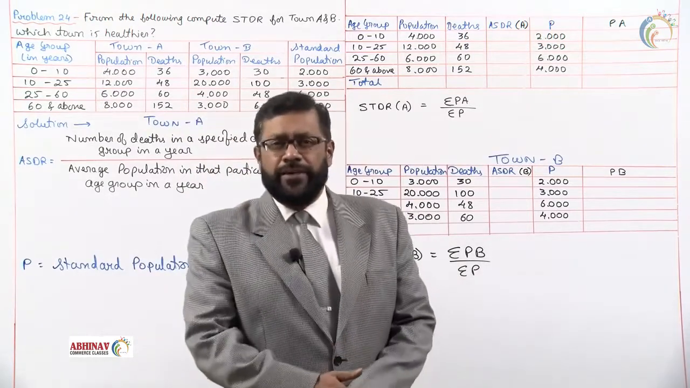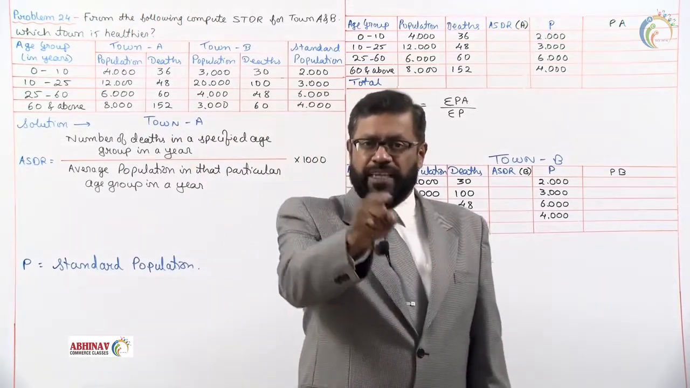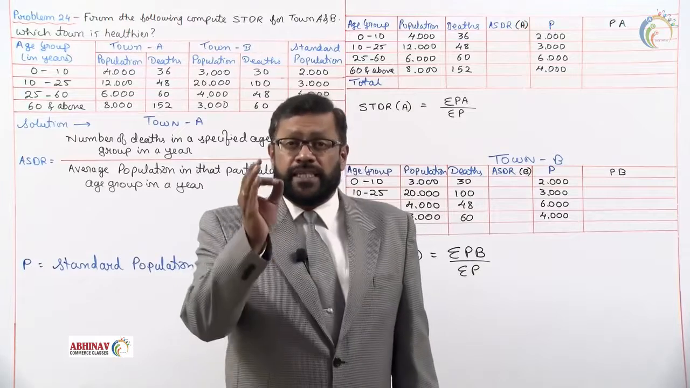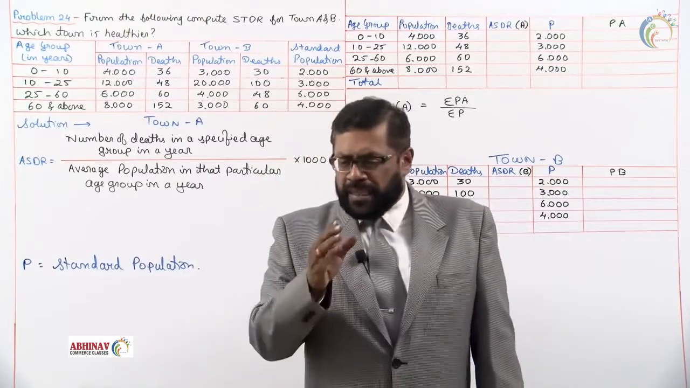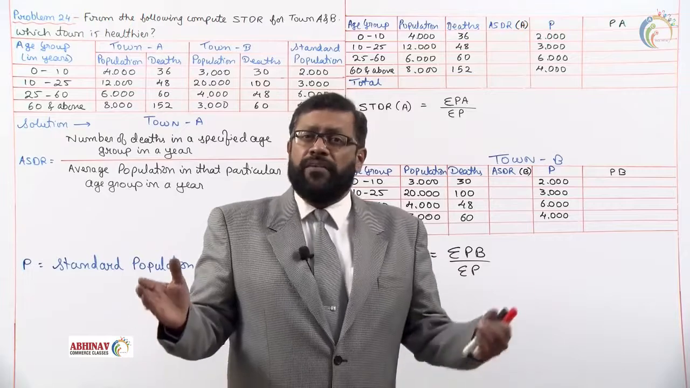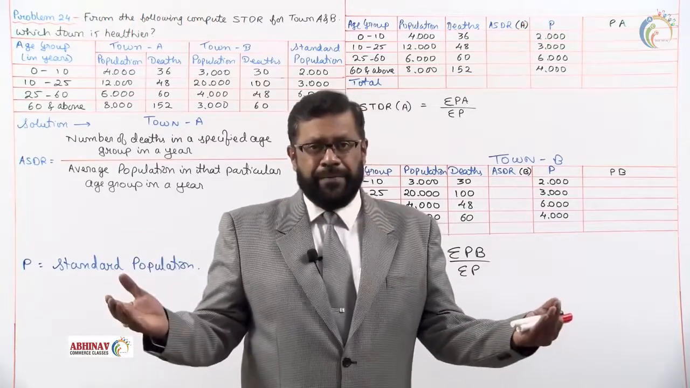Which town is healthier? That town is healthier whose death rate is less. Whose STDR is less, that town is considered healthier. That we can only conclude after we find out the STDR of A and B.